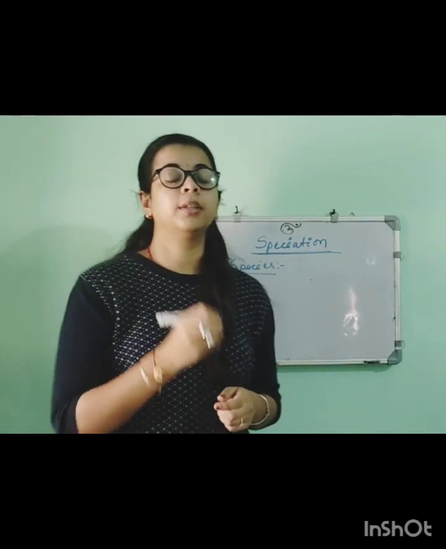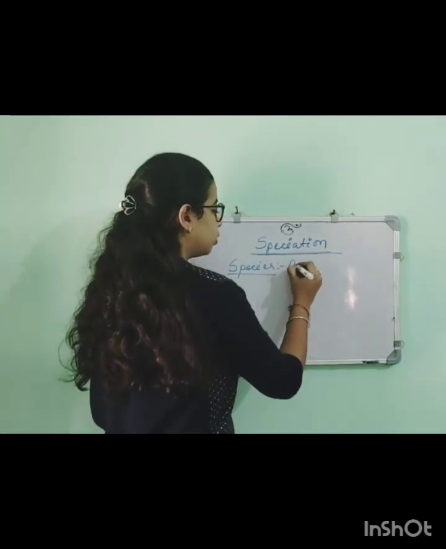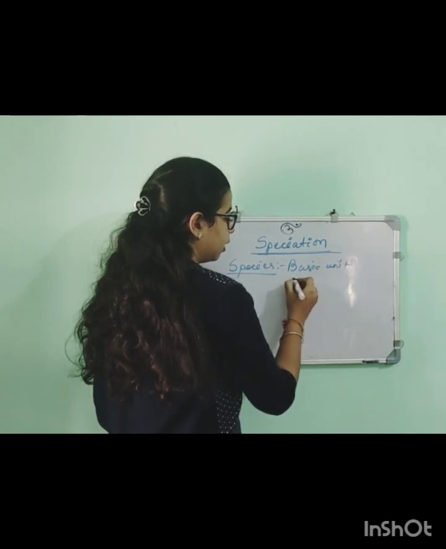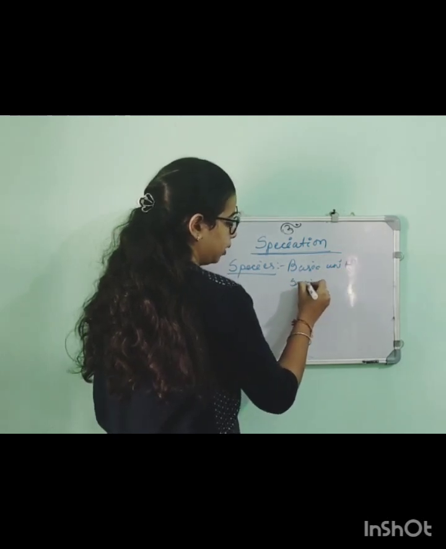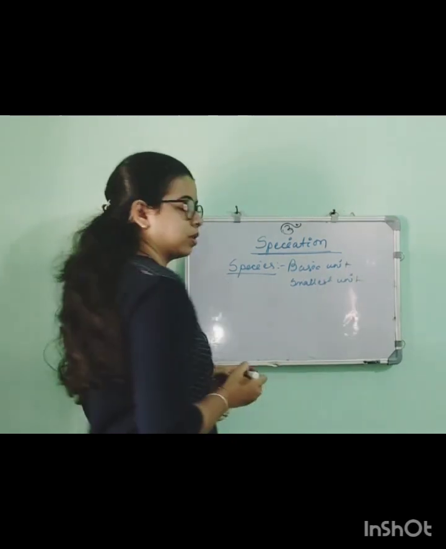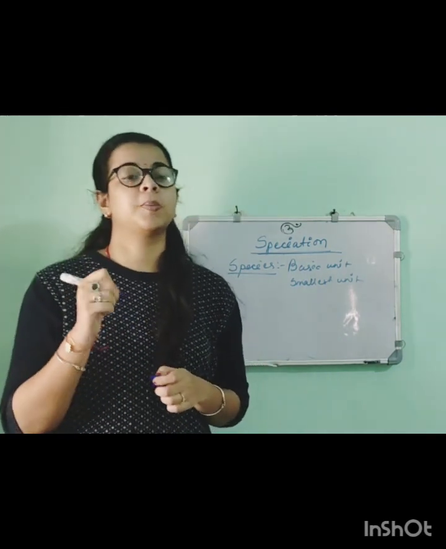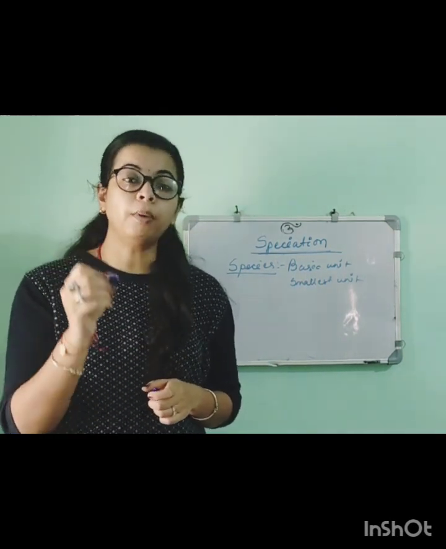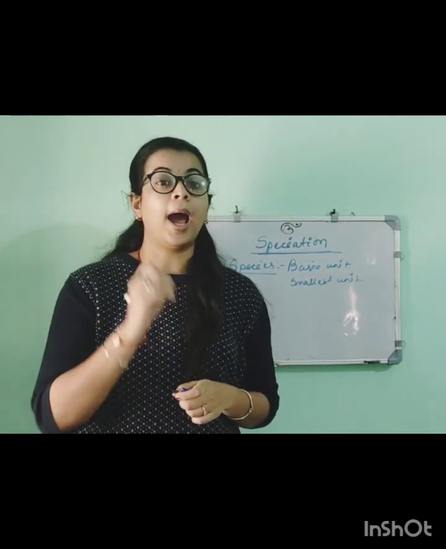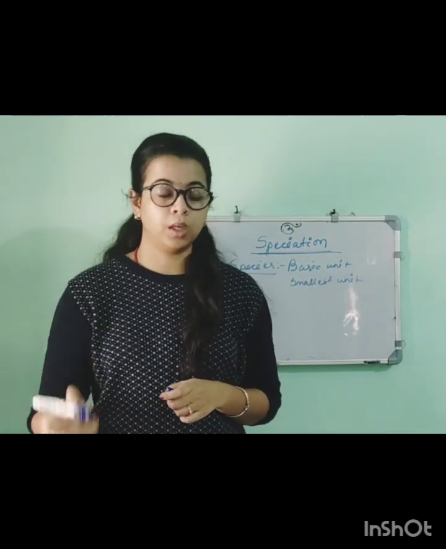Species is nothing but the basic unit of taxonomy, or you can say the smallest unit of taxonomy. And if you want to define what a species is, a species is a group of individuals which interbreed among themselves and are reproductively isolated from other groups.